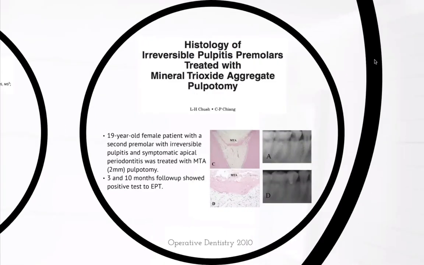Another histological paper, they did that on an irreversible pulpitis premolar. The patient was 19 years old, placed thick MTA, and they followed up the case at 3 months and 10 months. And what's interesting, in 10 months, the tooth was actually positive to EPT. This is something that I found, that many of my cases that I did full pulpotomy, they don't respond to cold, but they actually respond to EPT. I think the EPT reaches even deeper into the pulp compared to the cold test.